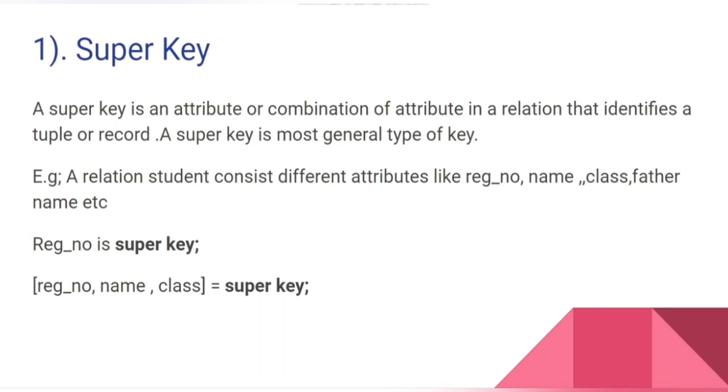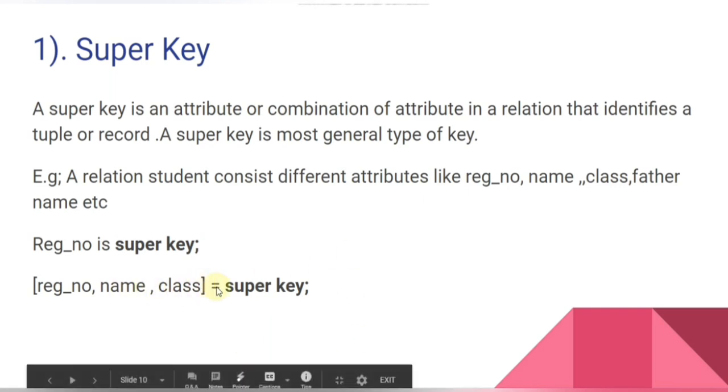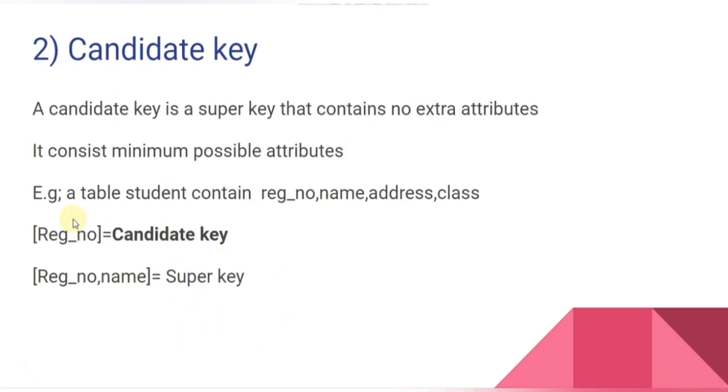Super key is an attribute or combination of attributes in a relation that identifies a tuple or record. Just like a key, or super key, same thing. For example, registration is a super key. And I can also make another key which has name and class, so it also becomes a super key. I have a candidate key, and a candidate key cannot contain unnecessary attributes. For example, with the help of registration number, I can access the data, so I have no need to add name and address to the key.